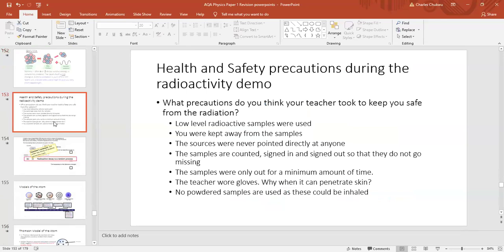So these are the safety precautions for a radioactivity demo or experiment. I want you to take a look at them. Is there anyone that may be confused? I think all of them are quite straightforward, right?